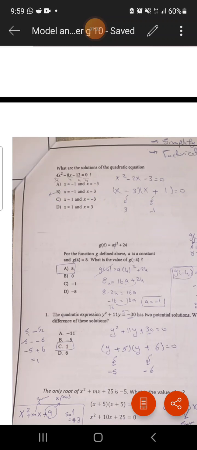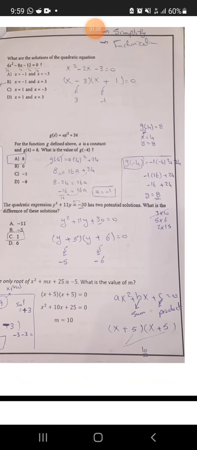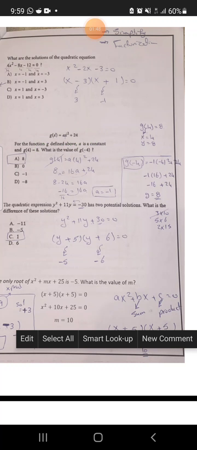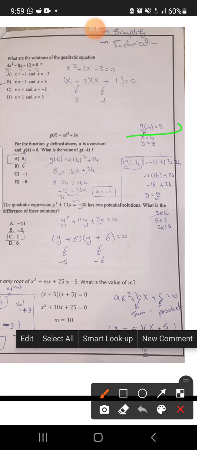Okay, what about here? g(x) equals ax squared plus 24. For the function, g(4) equals 8. Do you remember when I told you before what the meaning of g(4) equals 8 is? x equals 4 and y equals 8. That means any number inside the bracket will be x. Okay, so let's substitute here. You remove x and put 4 instead of x.